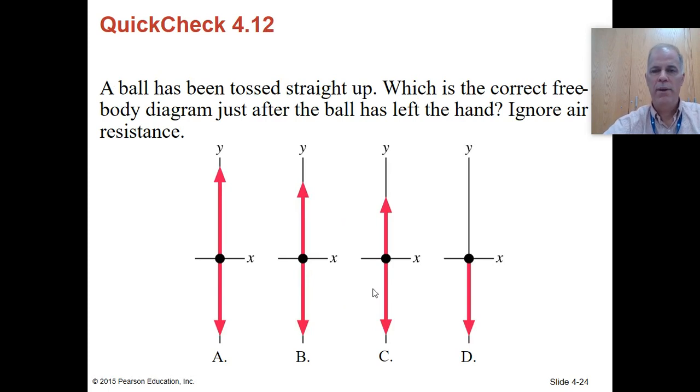Ball tossed straight up. Here comes the answer right now. Okay, once it leaves the hand, it's in free fall, so the only force acting is gravity, its weight, so there's only a vector down. Next one.